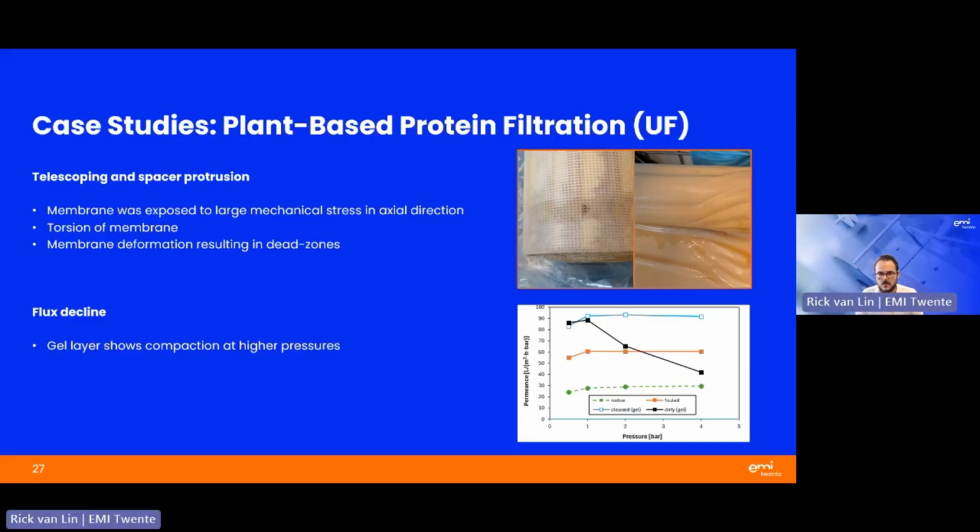And then there was this flux decline. So we did some clean water flux tests, and these show that these gel layers are very prone to compaction. So at operational pressures, the flux would decline rapidly. And just a very quick and delicate cleaning already led to normal clean water flux behavior. So it indicated very good cleanability if hydraulics are in order. So if your membrane is not completely mechanically damaged, then a typical CIP should be able to regain your flux.